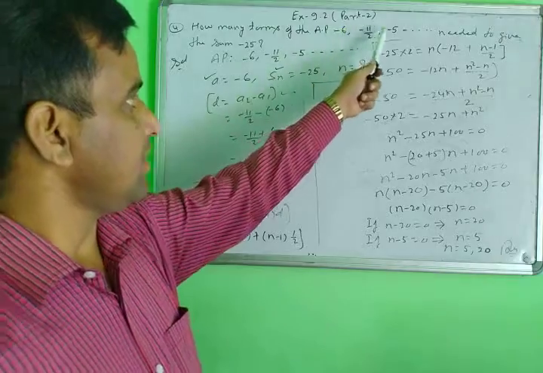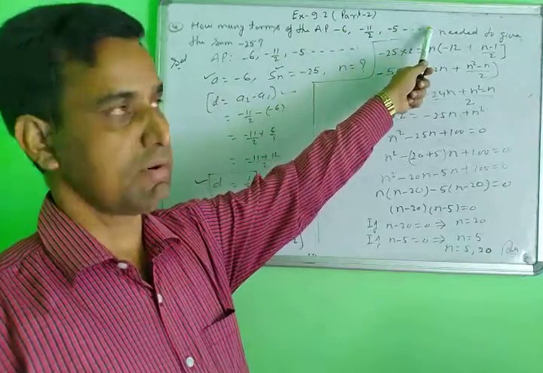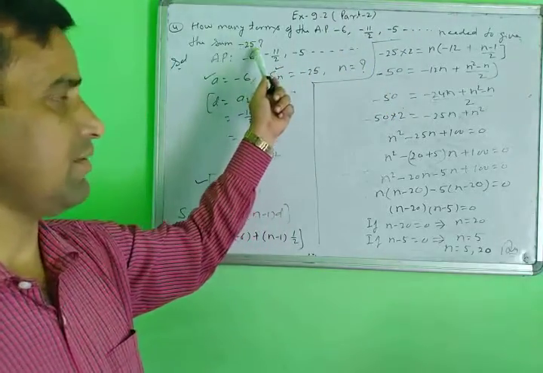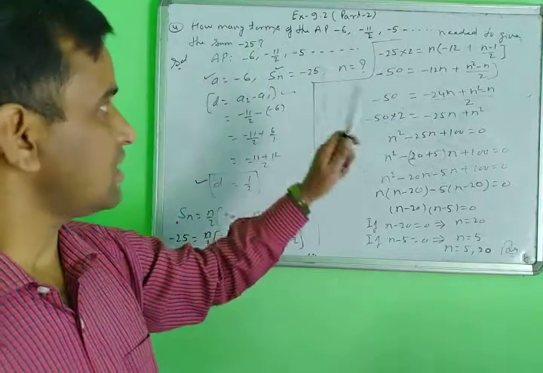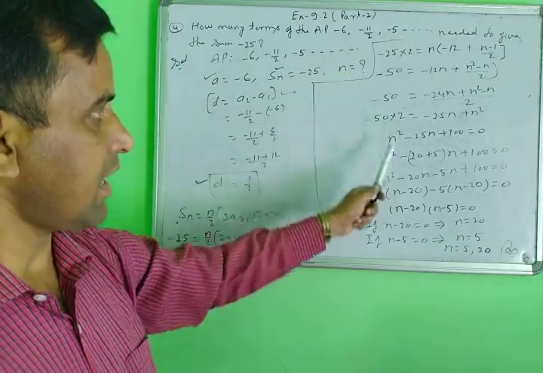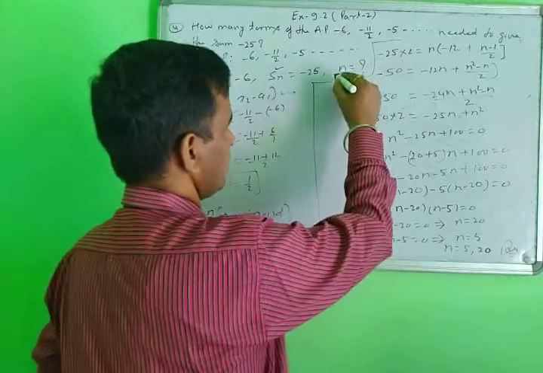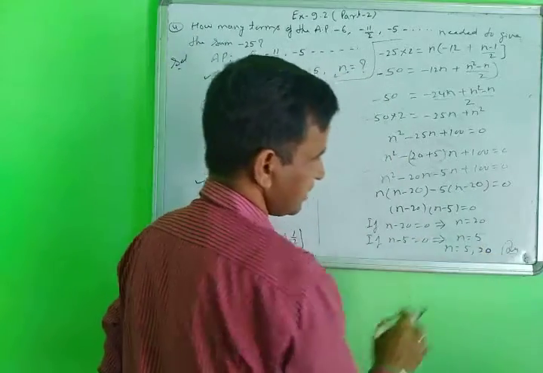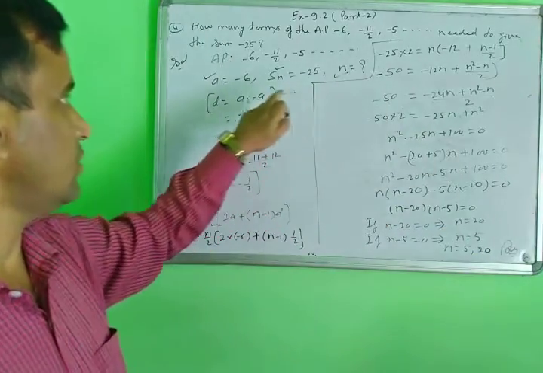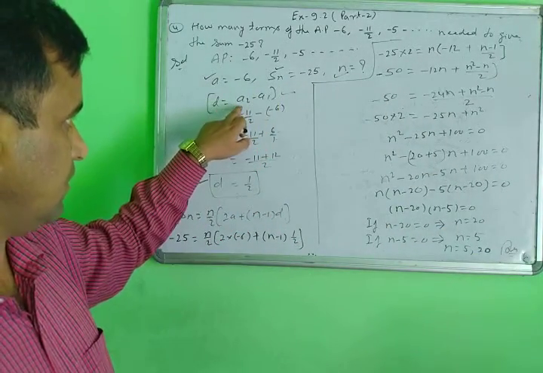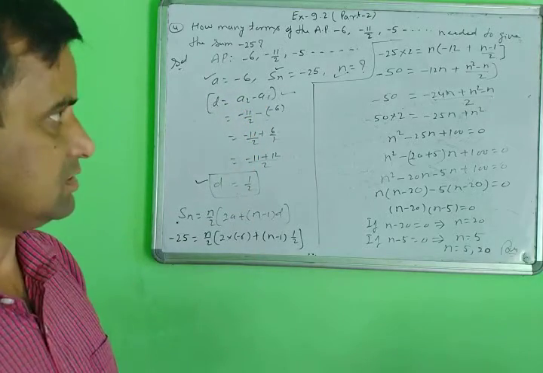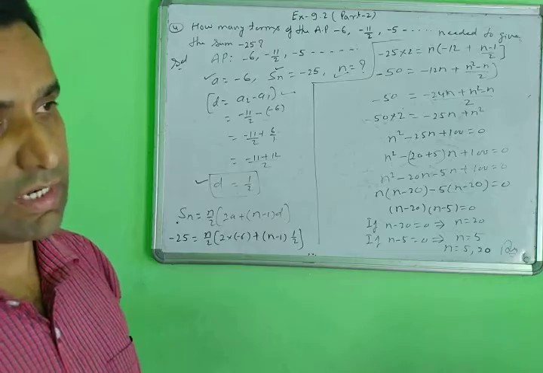You are given an AP, but the last term is not given. But the sum of the n terms is given as minus 25. So first of all, you will mention what things are given and what things you require. The value of n is required. The value of n here is 5 and 20. So then a2 minus a1. Then you can solve this and get the answer. Yes, note it down. Then next question.